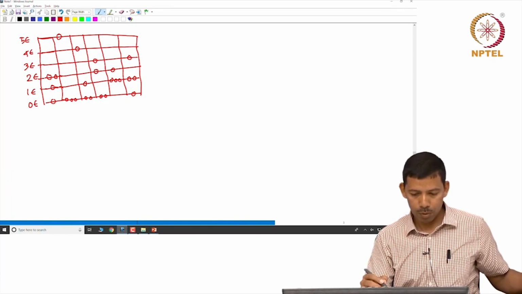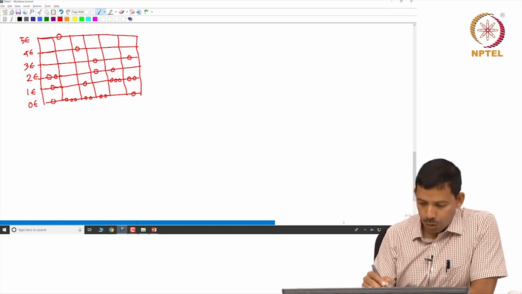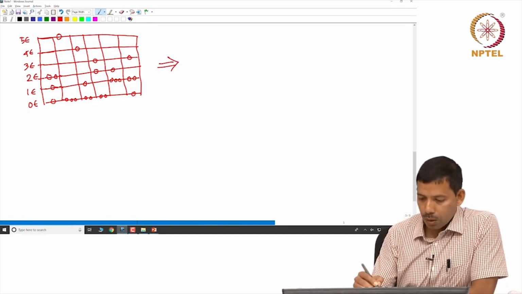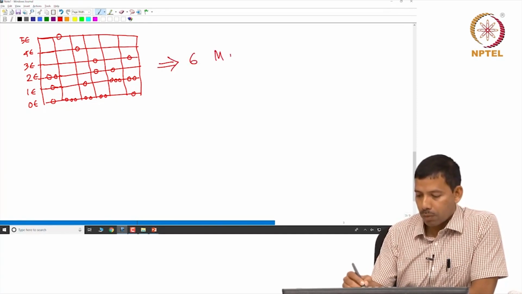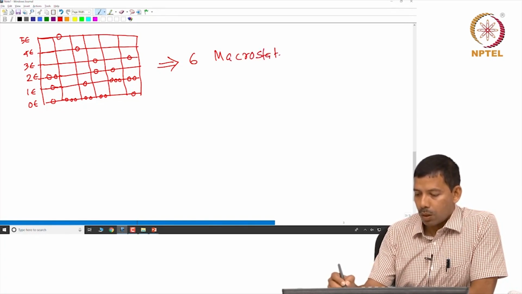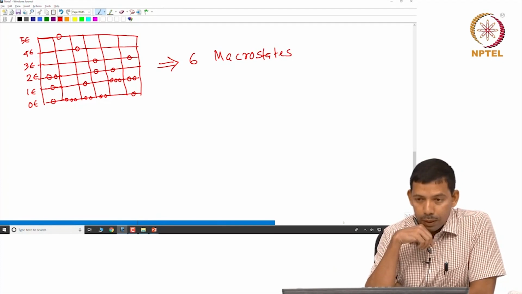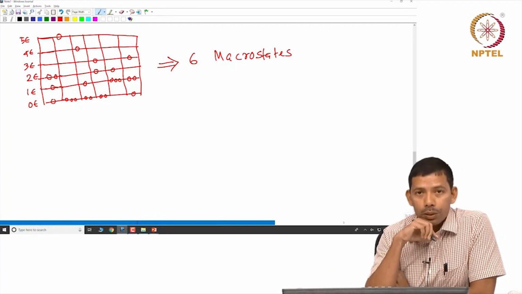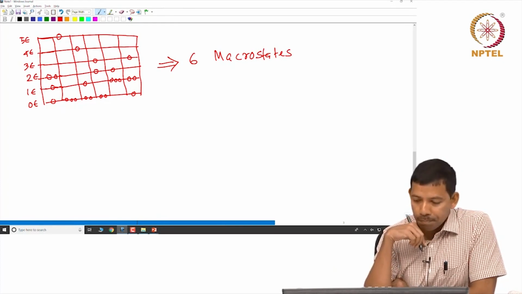So do you have any more possibility? No. So these are the 6 macrostates you get for this 4 particle system with total energy 5 epsilon.